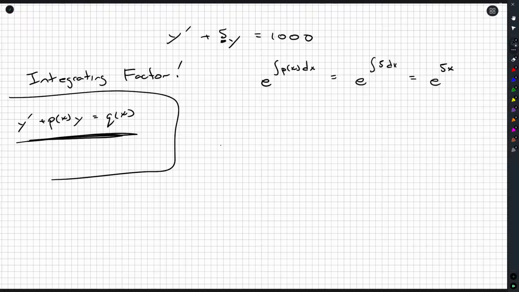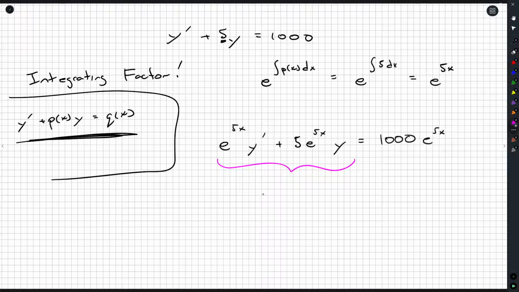Okay, so now we multiply both sides of our differential equation by this integrating factor. And the reason we do this is because this whole left-hand side is exactly what you would get if you differentiate, using the product rule, your integrating factor times this unknown function y that we're trying to solve. That's the whole reason for introducing the integrating factor, is so that happens, and then everything else just sort of comes along for the ride.